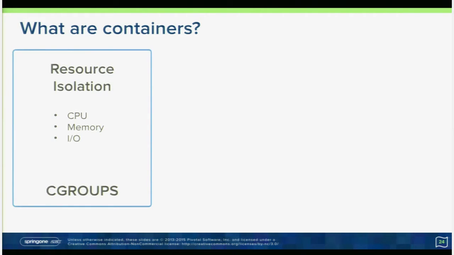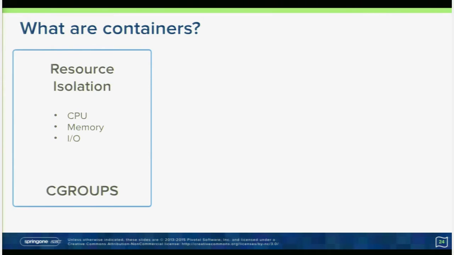So the first thing that it does is isolate resources. So I have a bunch of computational power sitting somewhere, and I want to share that amongst a group of processes, and I want to make sure that each of them gets some fair share that I've decided of access to the CPU. Same thing with memory, same thing with I/O.